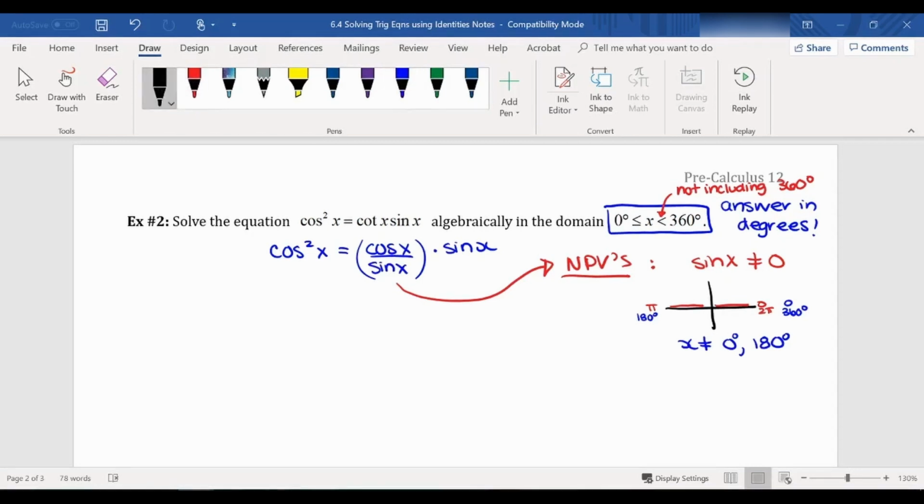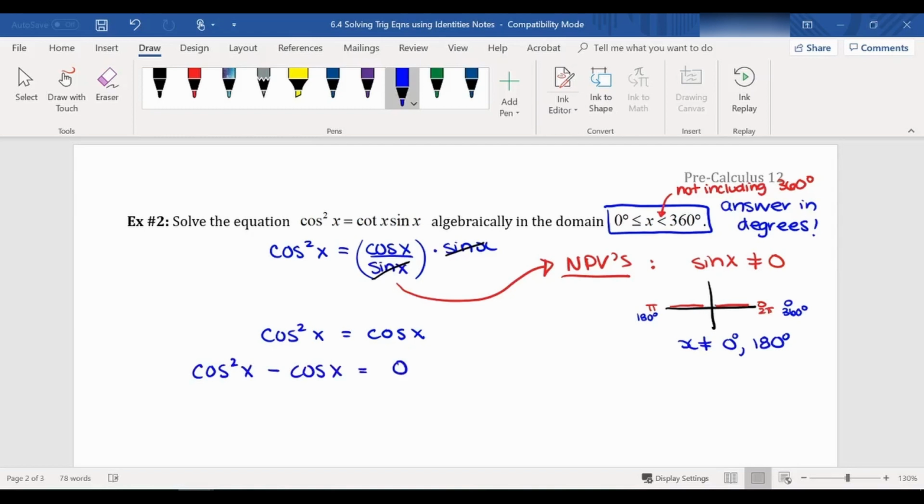We notice that we have a sine and a sine on the right side. These will cancel out. And we end up with cosine squared x equals cosine x. We have all cosines. We can proceed like chapter 4. It's a quadratic. We want to move everything to one side and factor. So I'm going to move to the left because I like my squared term to be positive.